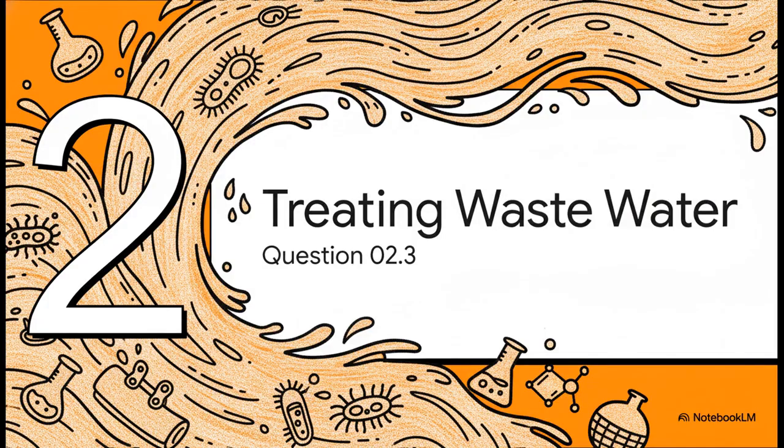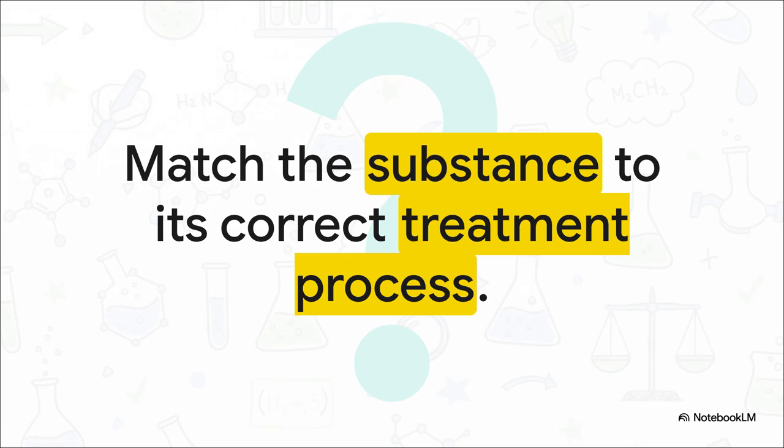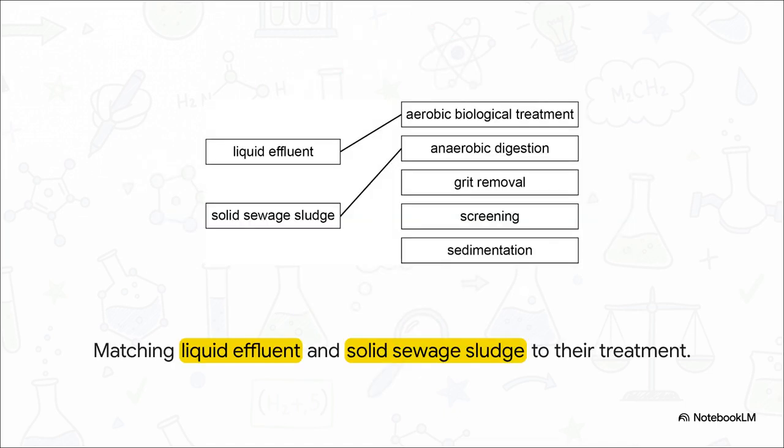Right, we're shifting gears now. We've talked about getting fresh water. Now let's talk about what happens to wastewater after it goes down the plug hole. This question is a matching game. On one side, you've got liquid effluent and solid sewage sludge. On the other, 5 different processes. Your job is to draw 2 correct lines to get the 2 marks. Simple as that. And here's the correct solution.